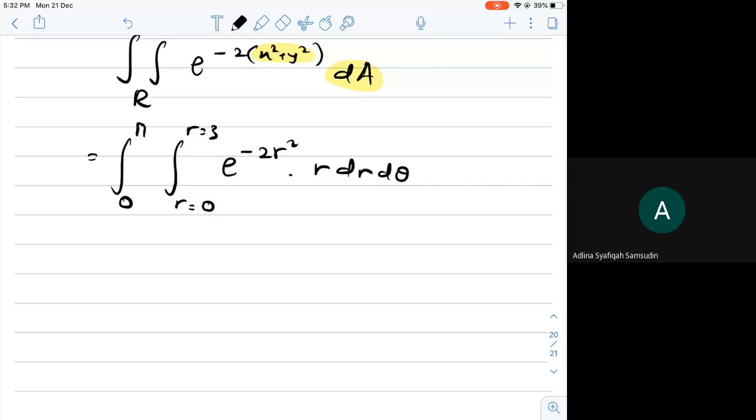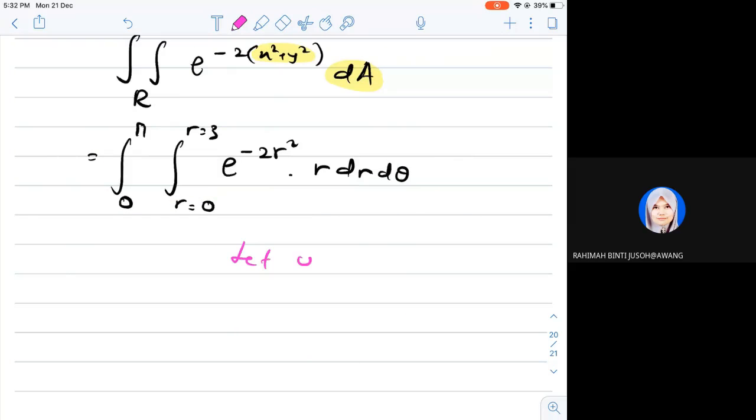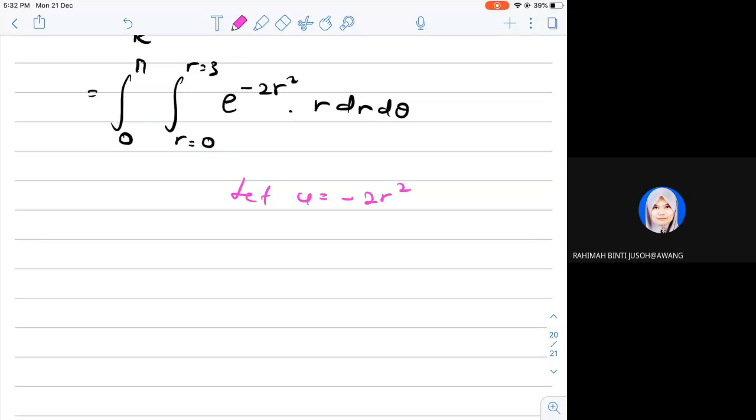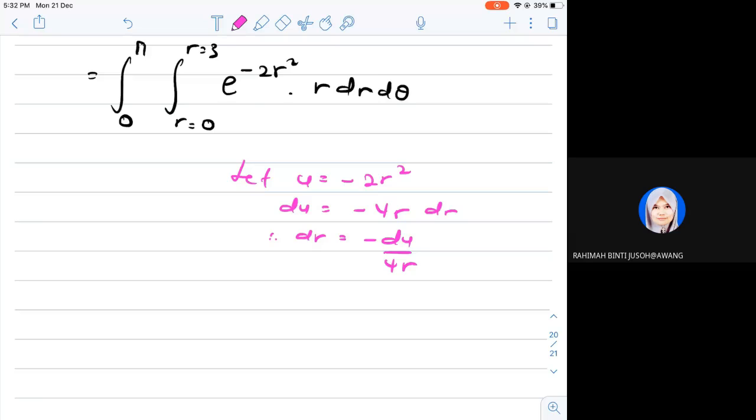Substitute. Yes, we use substitution. So, what are we going to substitute? Let u equal to what? Negative 2 r squared. Differentiate u, we will get negative 4r dr. So dr should be negative du over 4r. Like that. So now I would like to change the limit.